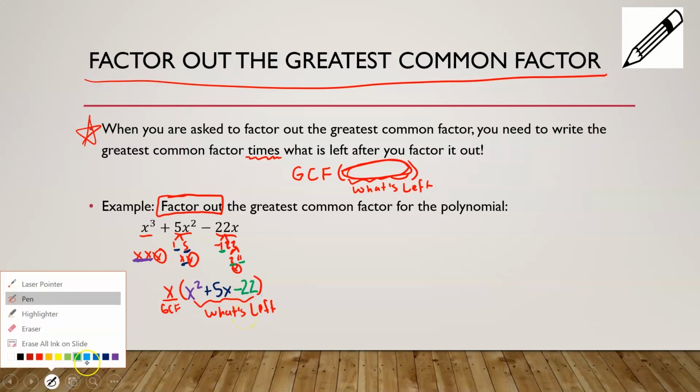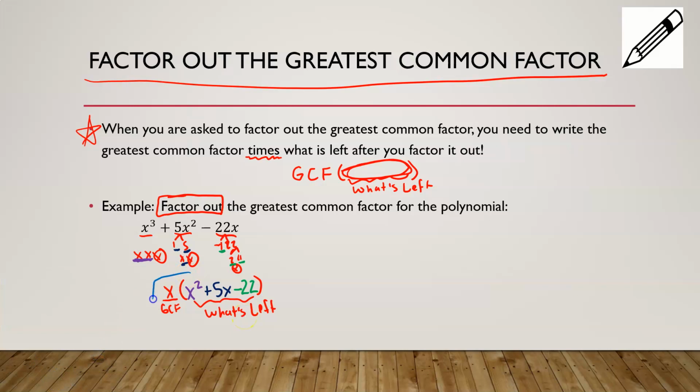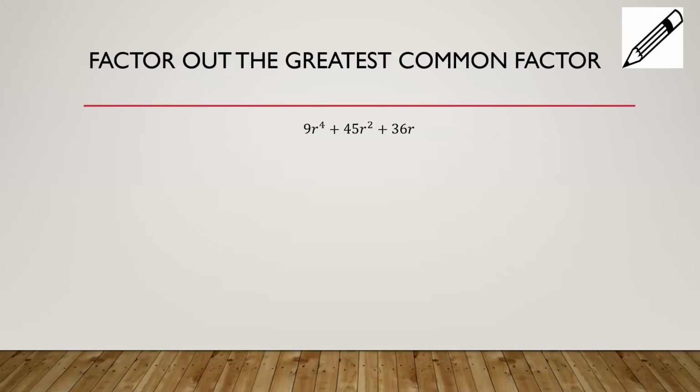So if I ask you to factor out the greatest common factor, this is actually my final answer: x times (x squared plus 5x minus 22). This is always going to be your first step of factoring. And when we get into the rest of chapter 7, we're going to learn that there's a whole other layer. So today we are just focusing on the very first step of factoring, which is factoring out the greatest common factor. Okay, let's look at another example.